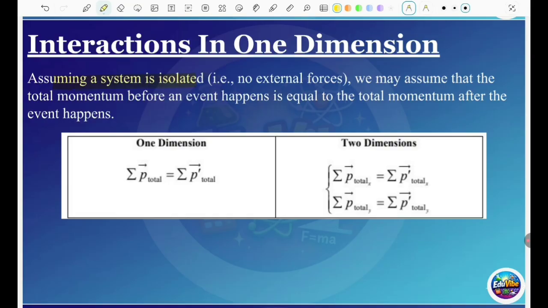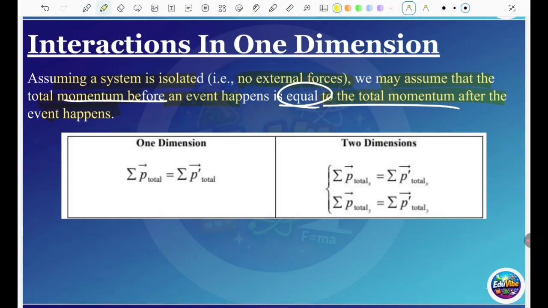So assuming the system is isolated means we have to use the conservation of momentum, and there is no external force acting on it. You may assume that the total momentum before an event happens is equal to the total momentum after the event happens. So if the before momentum and the after momentum are equal, you can say the system is isolated. And we can use this equation in the classification in one dimension and two dimensions.